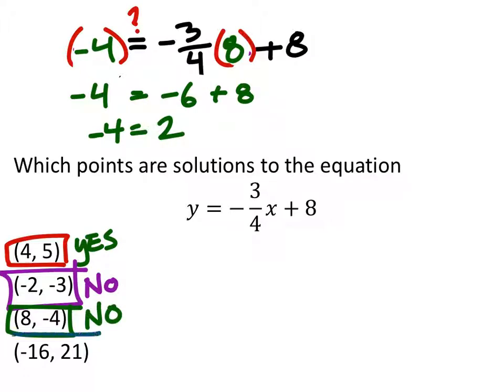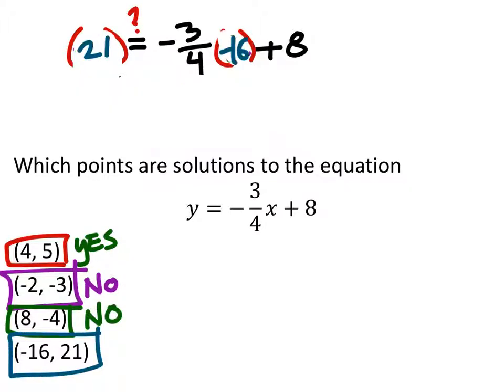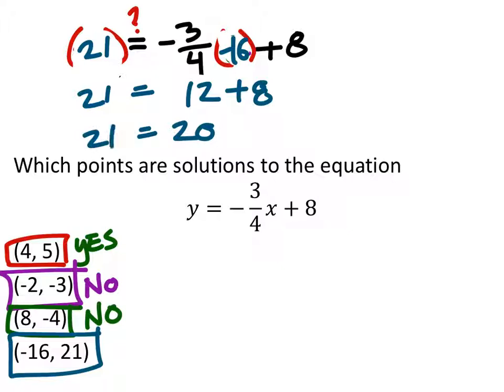Finally, we'll try this negative 16, 21. All right, so negative 3/4 times negative 16 is positive 12. Plus 8, that's close. We're so close, 20. 20 does not equal 21, so this one also is a no. 1 yes and 3 no's.